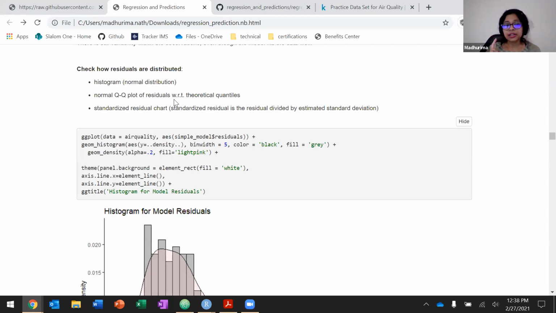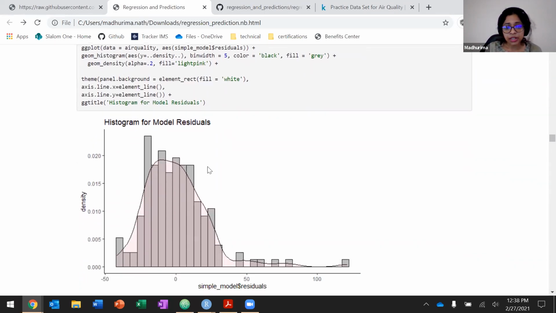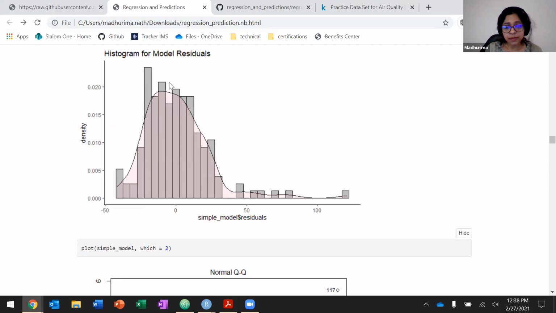We can check that by doing a normal QQ plot. And we can check that also by doing a standardized residual chart. Standardized residual is just residuals divided by the standard deviation. So this chart here shows the histogram of the residuals. I just plotted the residuals and the histogram for it. If it is normally distributed, this would be a Gaussian or a bell-shaped curve.